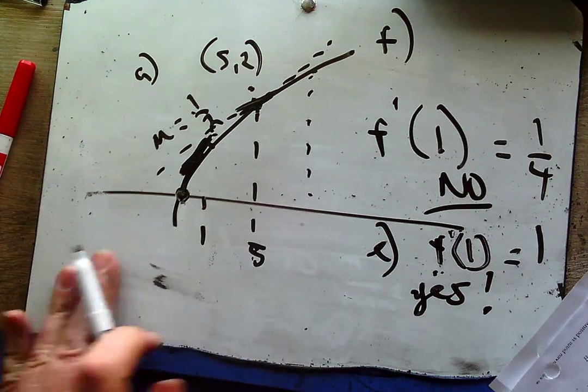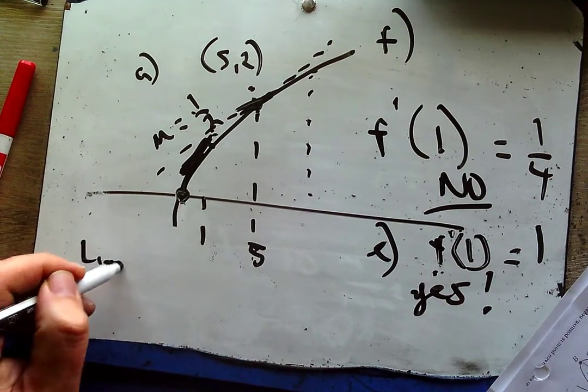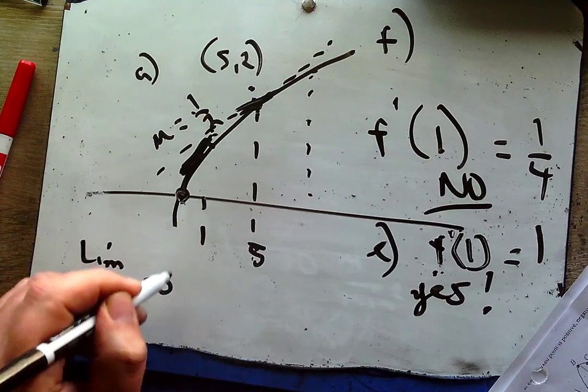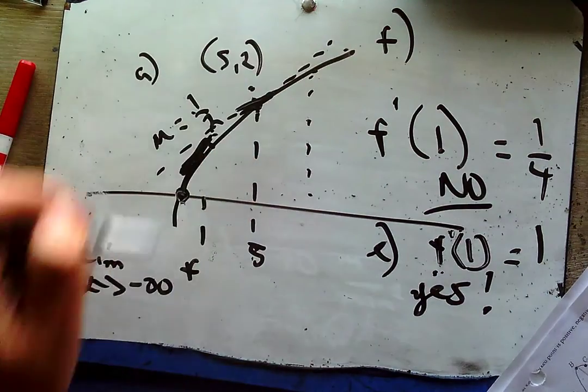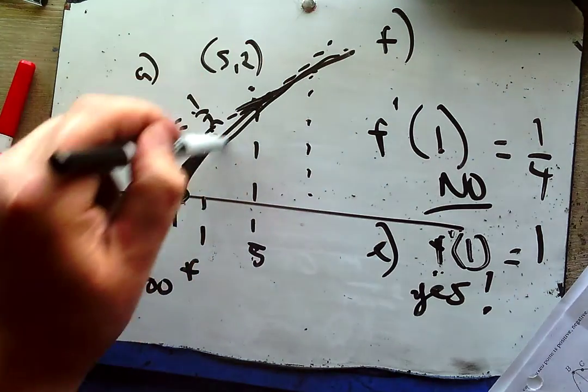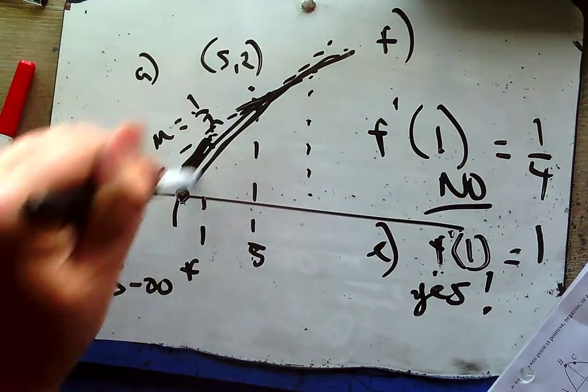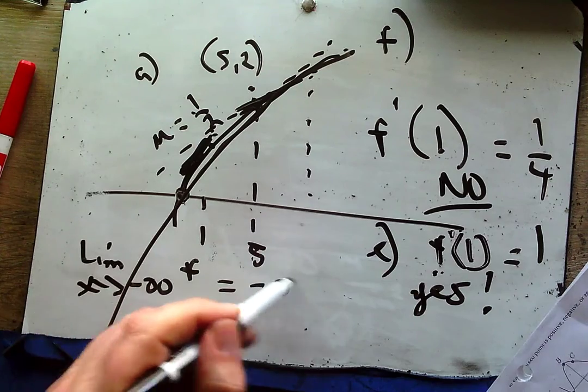And for D, which I completely missed, the limit as x heads to negative infinity of f. Well, this function is always increasing. So as I head that way, I must be always decreasing. So I'm going to go with negative infinity there.